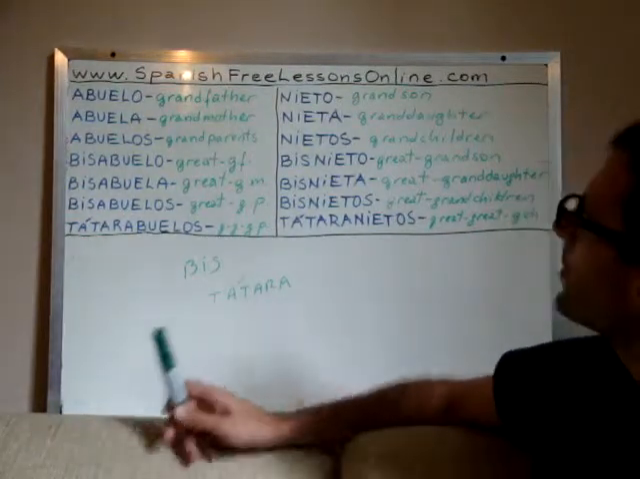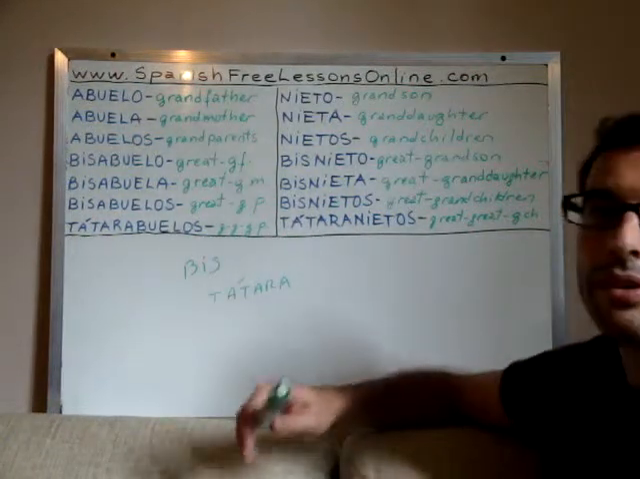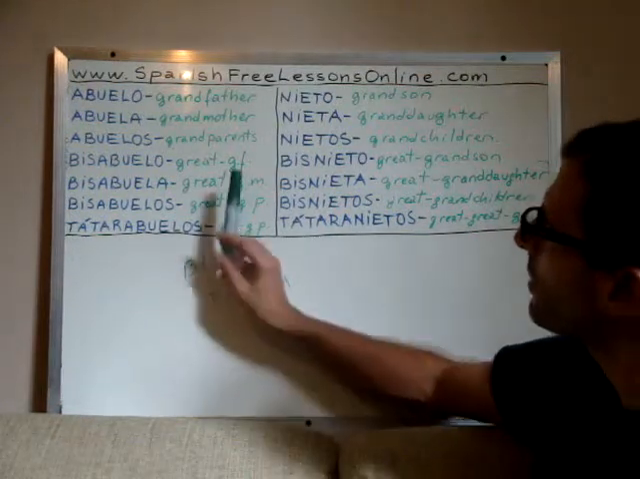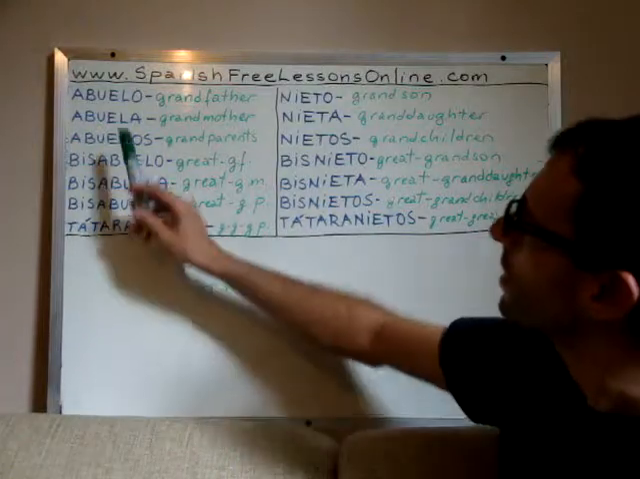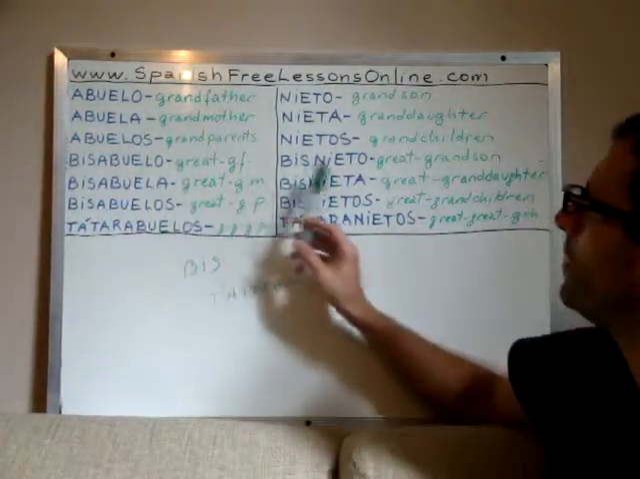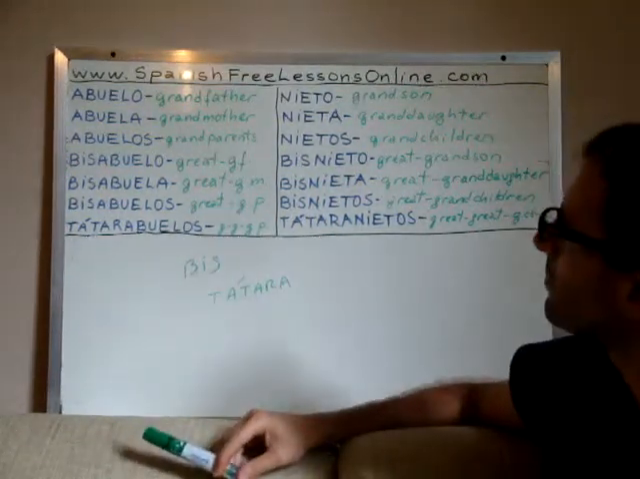Bisnietos. And tataranietos are the great-great-grandchildren, right? So same rule as here, exactly the same, only that instead of abuelo, it is nieto. Bisabuelos will be bisnietos. Tatarabuelos, tataranietos, okay?